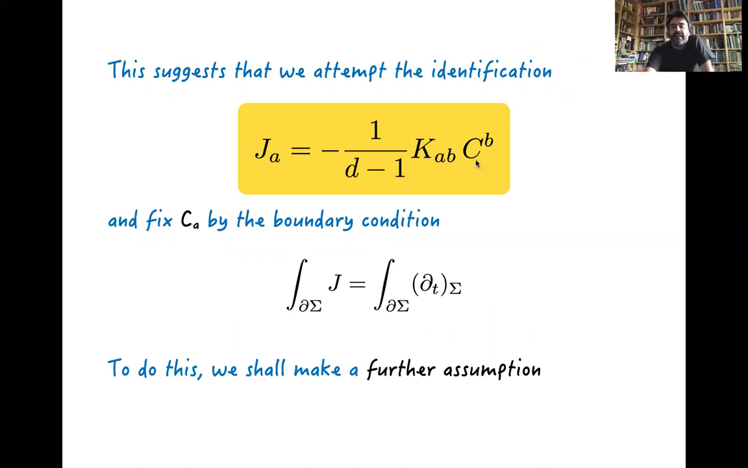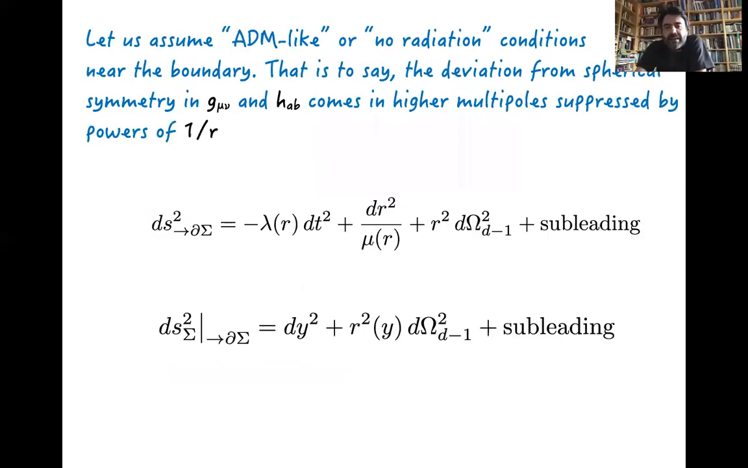So the idea then is to find out what the conditions on C are. And for that, I need to invert this extrinsic curvature, so I need to calculate it. For that, I will make a further, kind of technical, assumption: that I will assume ADM-like or no-radiation conditions near the boundary.